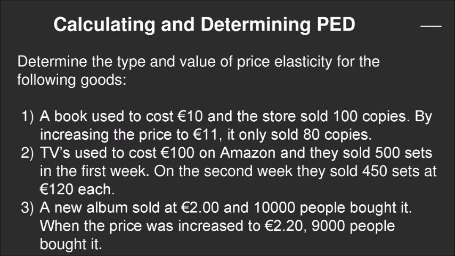Determine the type and value of price elasticity for the following goods. 1. A book used to cost €10 and the store sold 100 copies. By increasing the price to €11, it only sold 80 copies. 2. TVs used to cost €100 on Amazon and they sold 500 sets in the first week. On the second week they sold 450 sets at €120 each. 3. A new album sold at €2 and 10,000 people bought it. When the price was increased to €2.20, 9,000 people bought it.